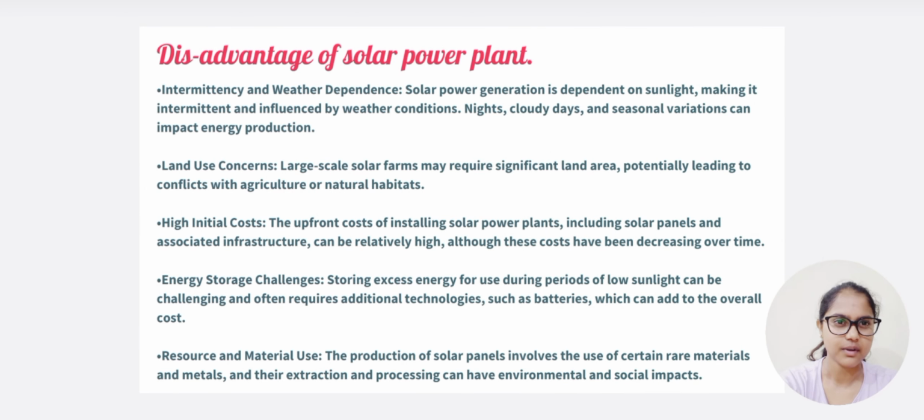Disadvantages of solar power plant. Intermittency and weather dependence. Solar power generation is dependent on sunlight, making it intermittent and influenced by weather conditions. Nights, cloudy days, and seasonal variations can impact energy production. Land use concerns. Large-scale solar farms may require significant land area, potentially leading to conflicts with agriculture or natural habitats.